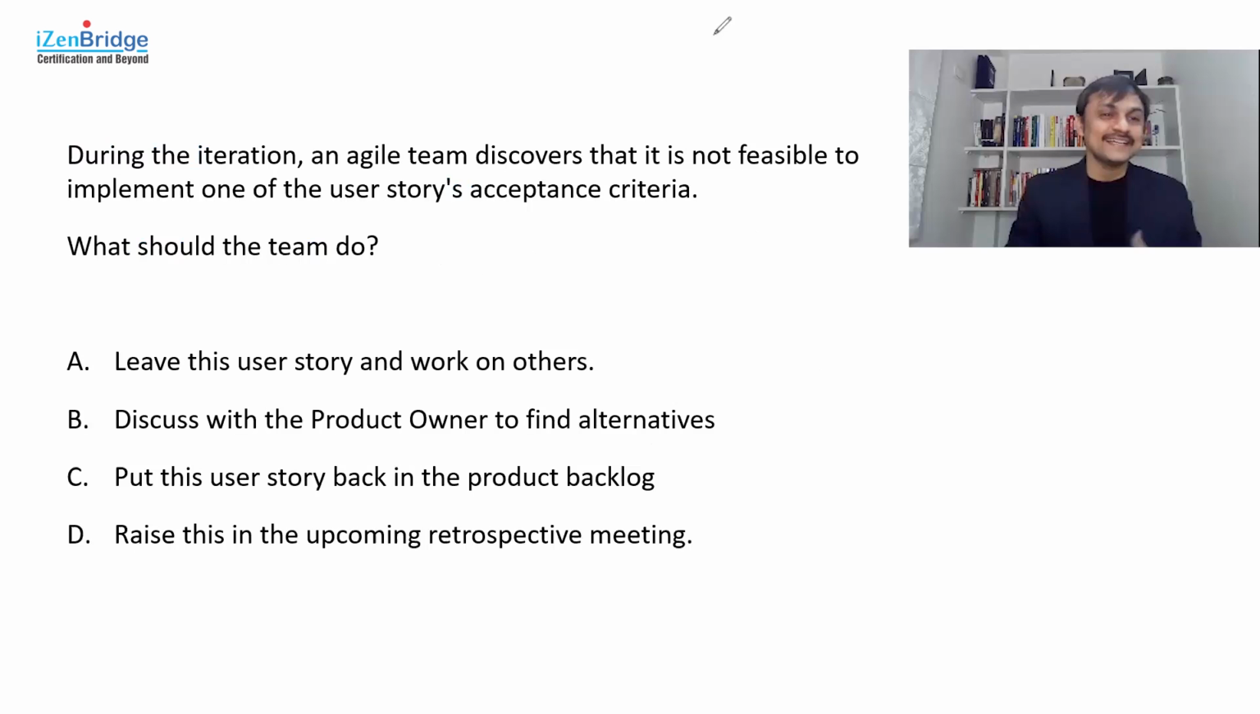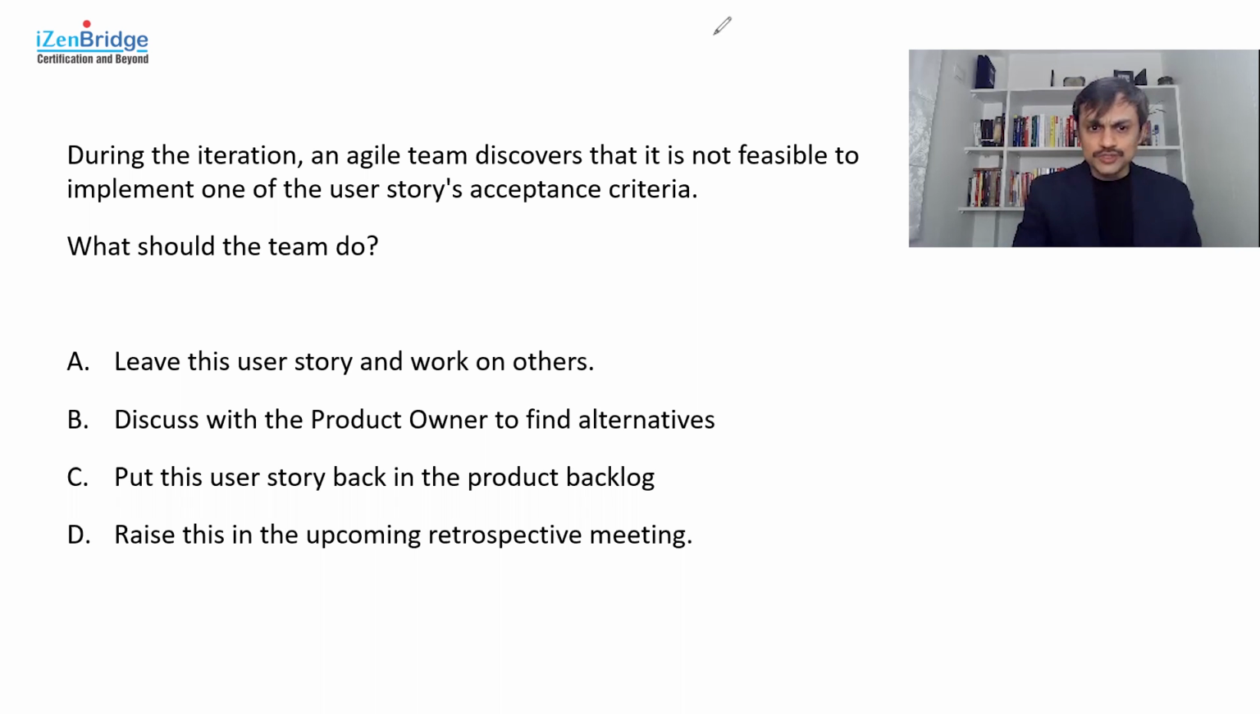Question 10. During the iteration, an agile team discovers that it is not feasible to implement one of the user story's acceptance criteria. So you have a user story which has multiple acceptance criteria, but one of the acceptance criteria seems to be not feasible now. What should the team do?